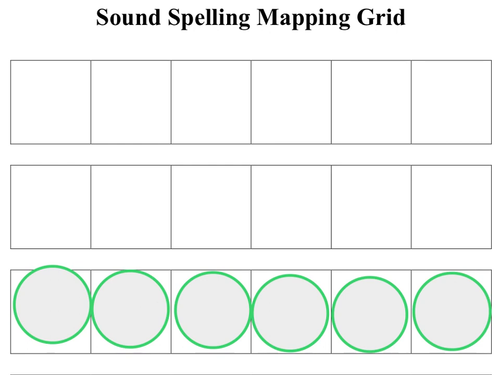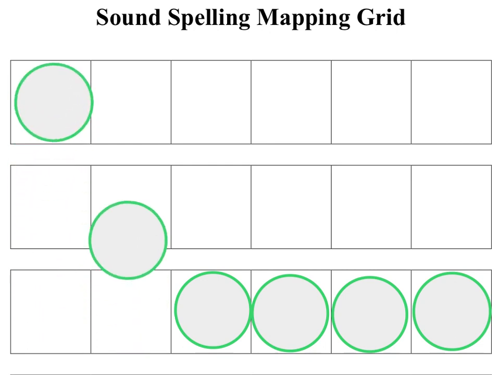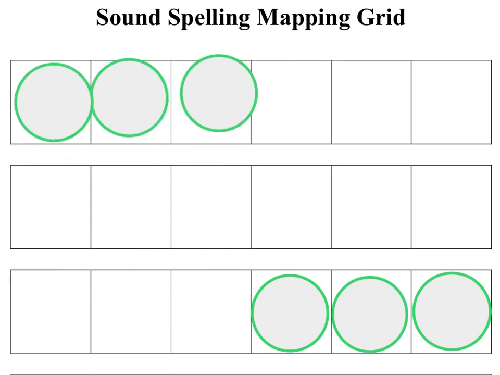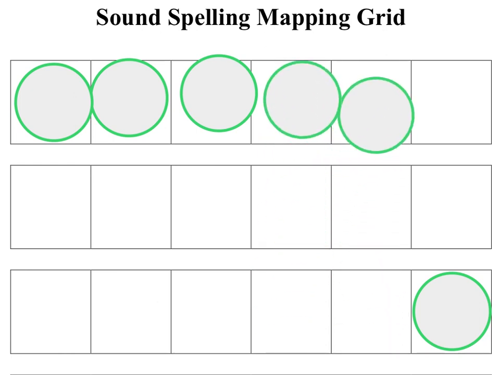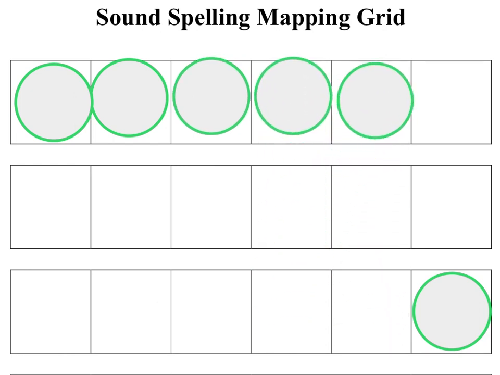All right, now our last word, lemon. What's the word? Lemon. Start by pushing up my sounds. L, E, M, O, N. Lemon. There are 5 sounds. I'm going to bring them down.